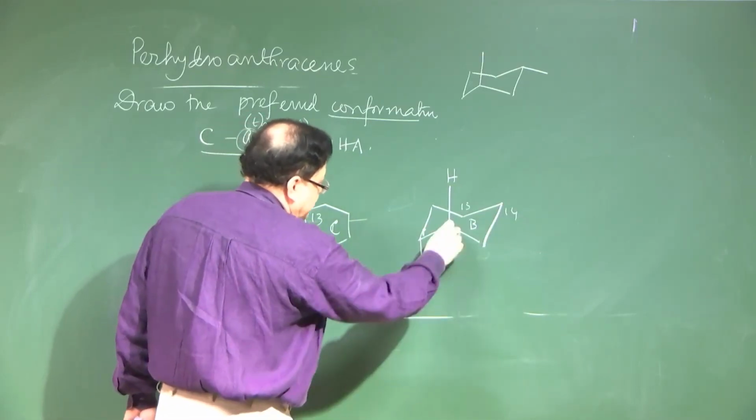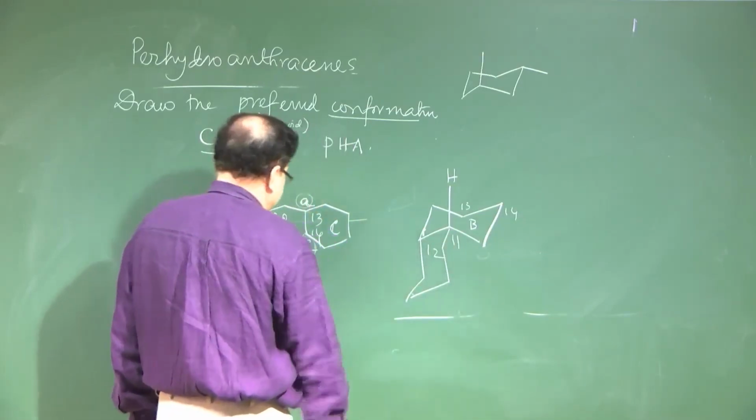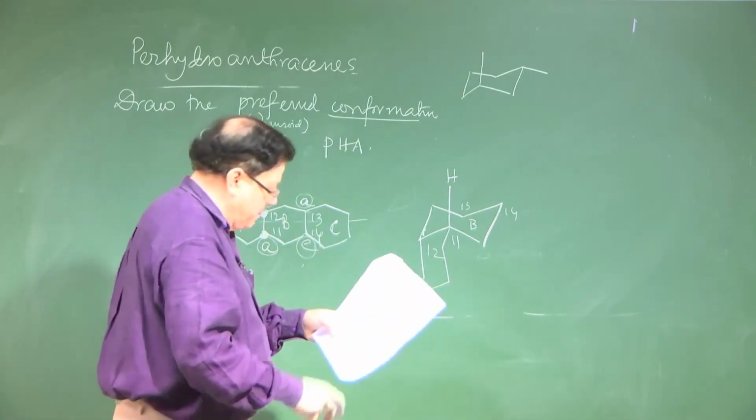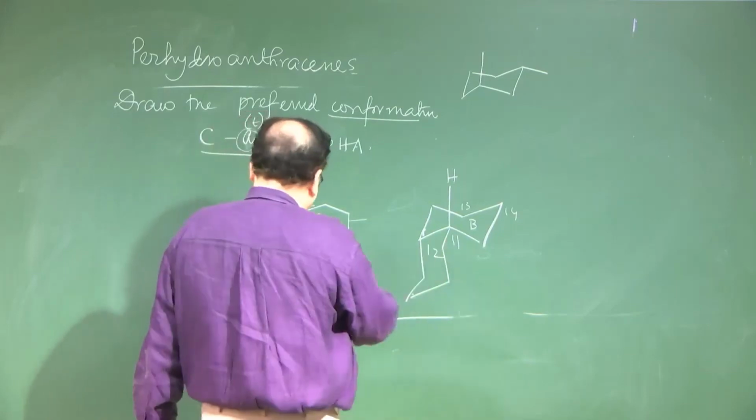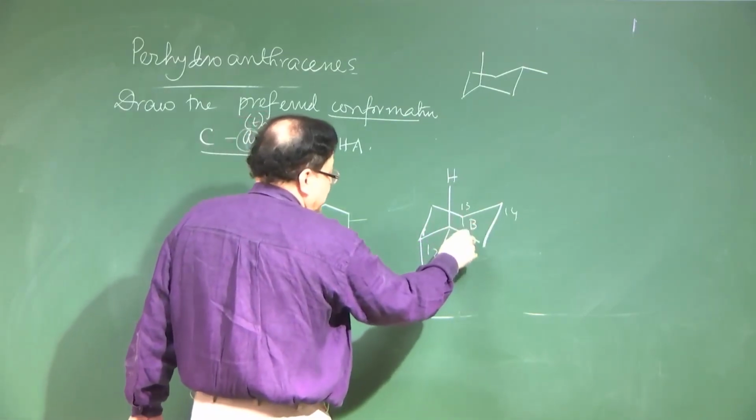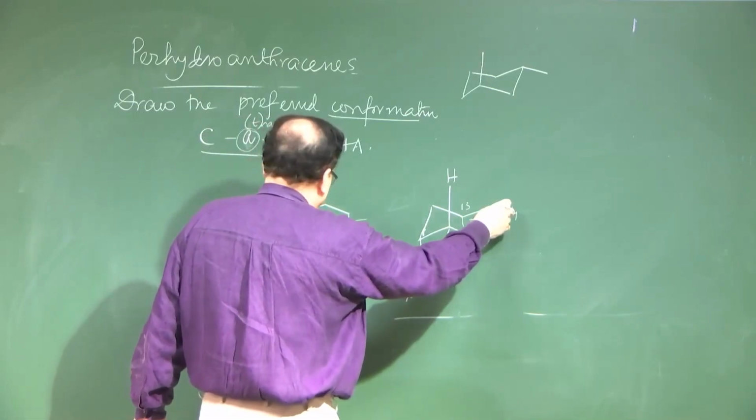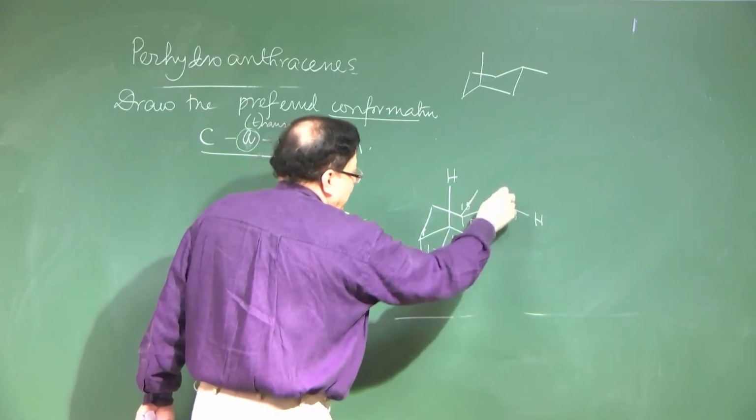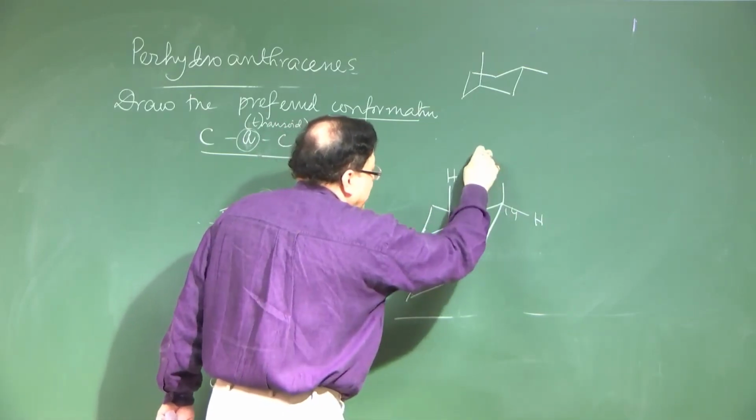So, that makes it axial equatorial, and then you have this 13. So, 13 hydrogen is alpha. So, this is your 13 hydrogen and 14 hydrogen is also alpha equatorial. So, your other ring goes like this.